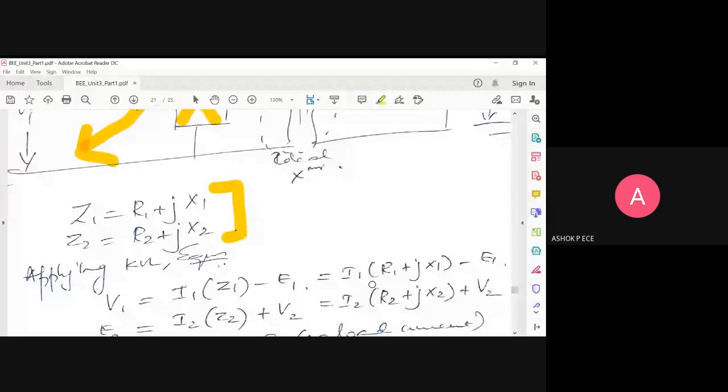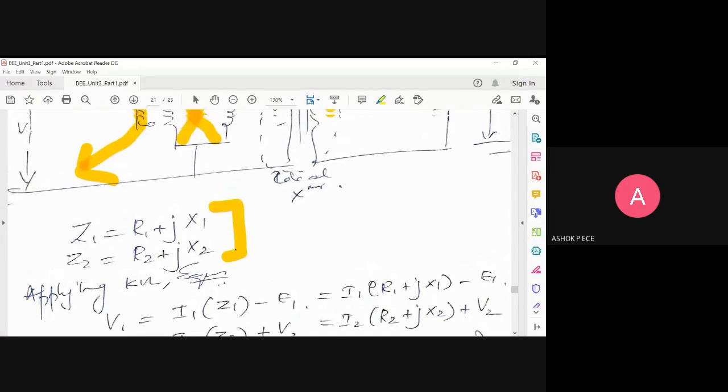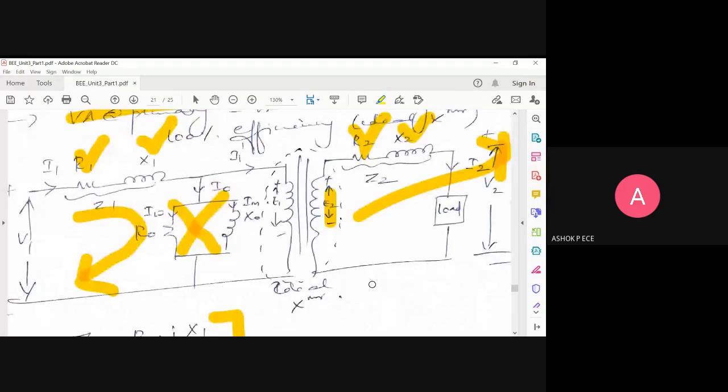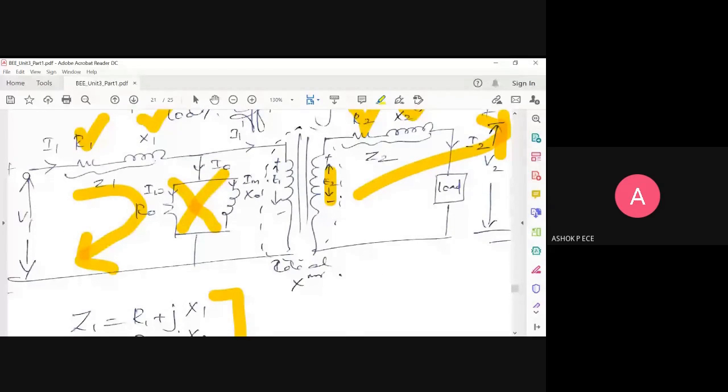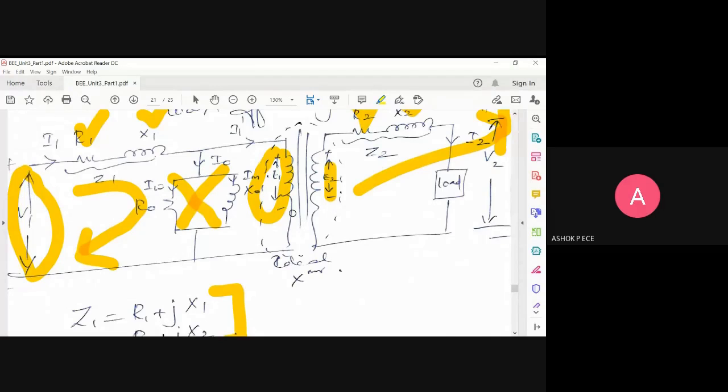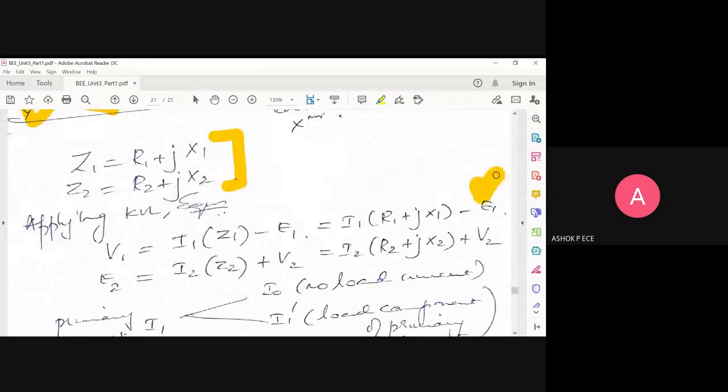See, I did not consider the no load components here, because I have a load connected to the secondary. So you have one actual voltage source here and one induced voltage EMF, and both are opposing. That's why in the equation you will have minus E1, which acts like a drop. It will be reducing the value of your input.